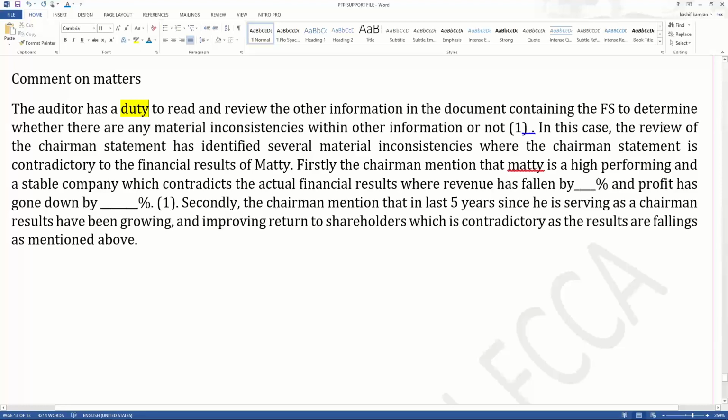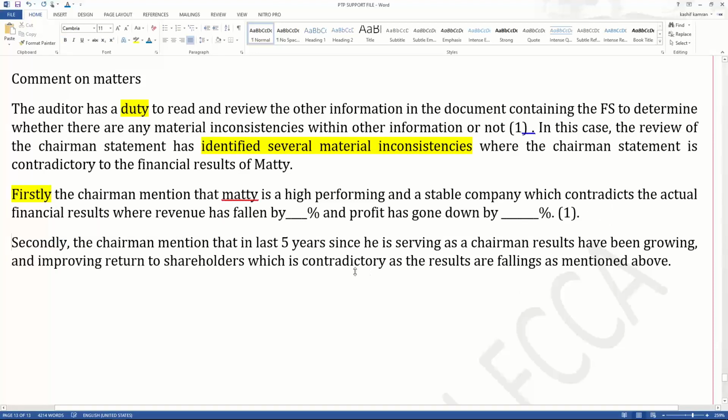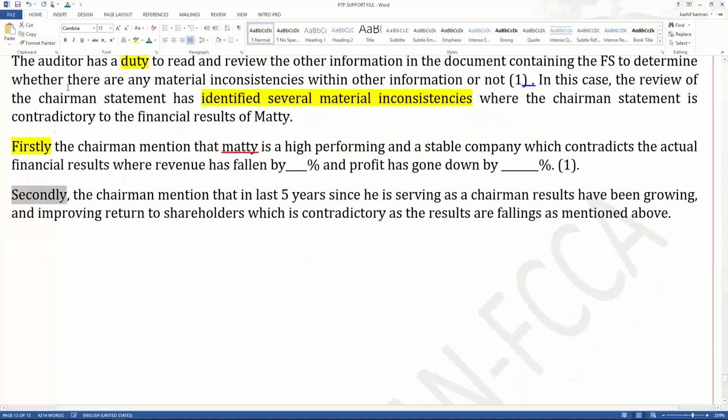So see, you are telling that my duty as an auditor is to review the other information, 1 mark. In this case, the review has identified several inconsistencies, the 2nd mark, comment on the matter. Then you say, firstly, the chairman's statement is wrong. You get another 1 mark, and you quote the numbers. Then you put, secondly, the chairman's statement is wrong, and you get your 2nd mark.